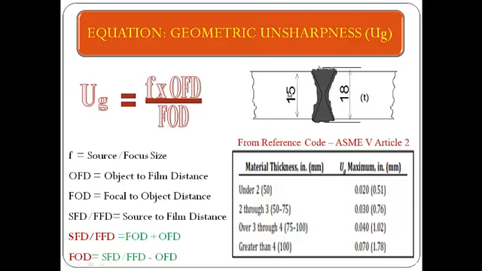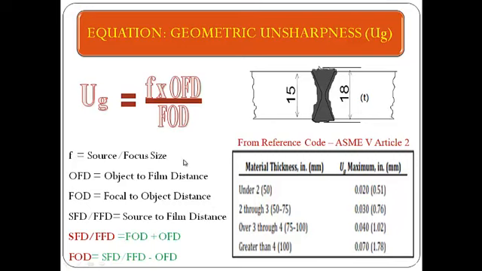Here is the object which we are going to X-ray. The base metal thickness is 15 mm and the weld thickness is 18 mm, and we will take the T as 18 mm. From reference code ASME 5 article 2, for the material thickness under 50 mm, the maximum allowed UG is 0.51.